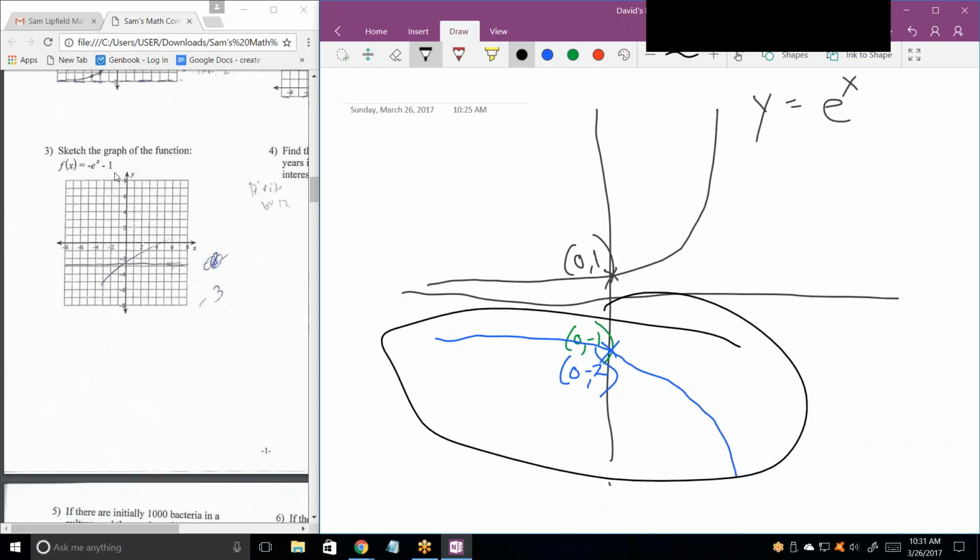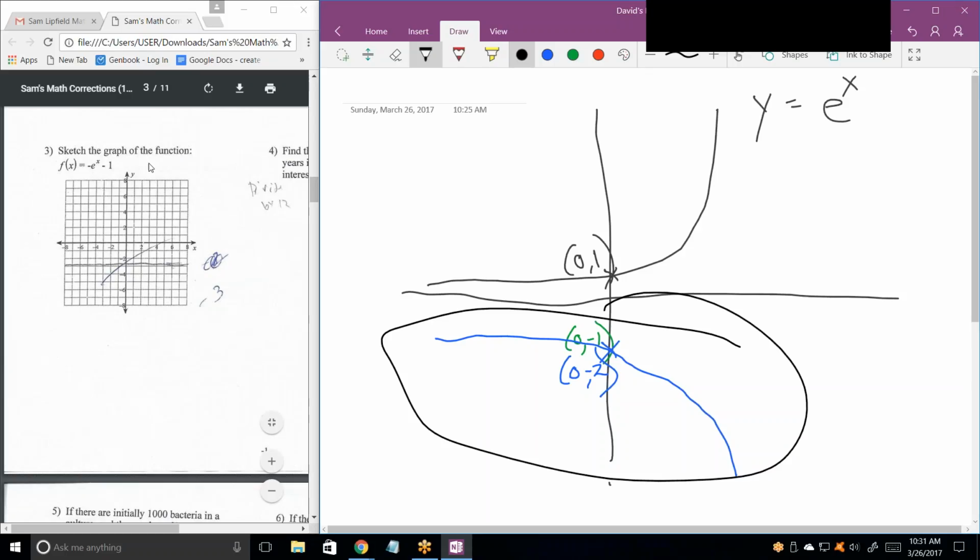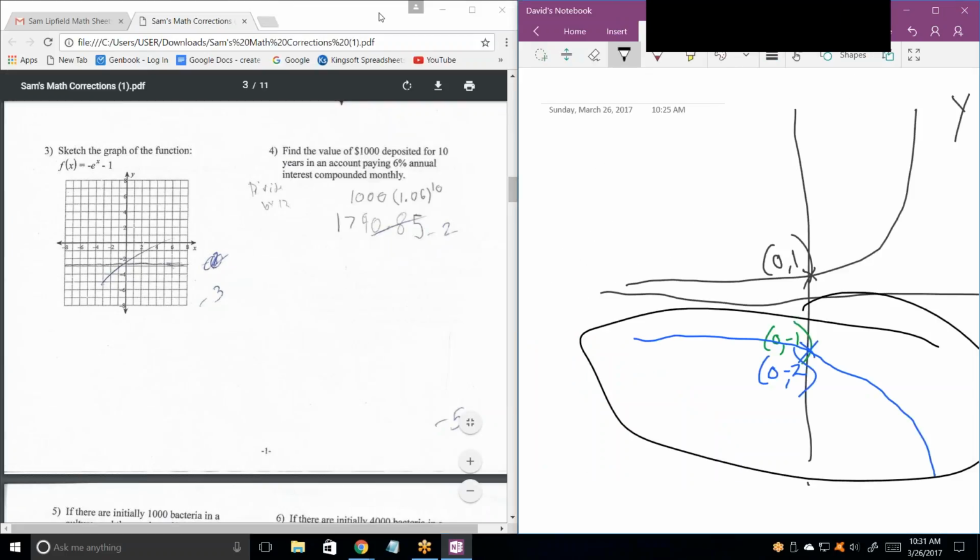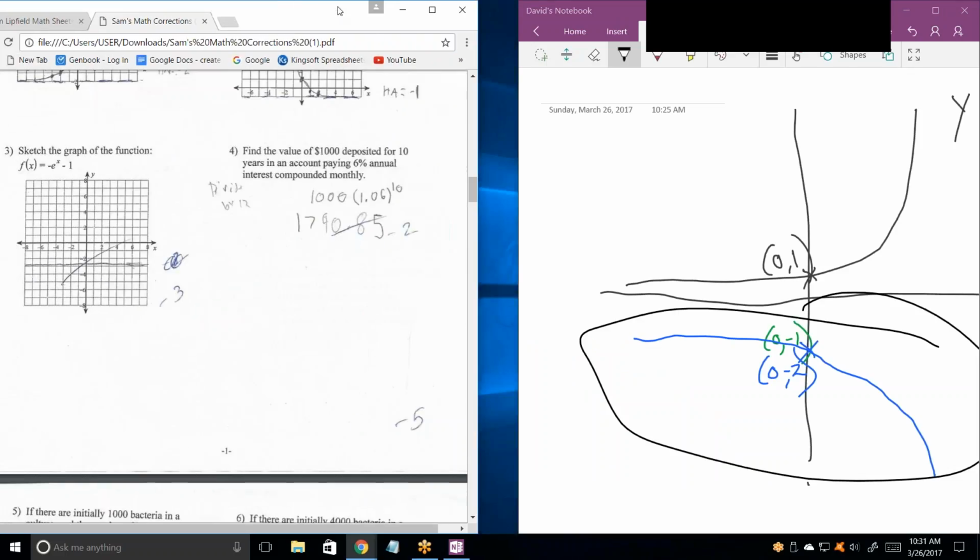Although I still believe that this was not meant to be done on your calculator. If you don't know these transformations, we need to go back and cover them, because that's a real big part of algebra, understanding transformations of parent functions. All right.